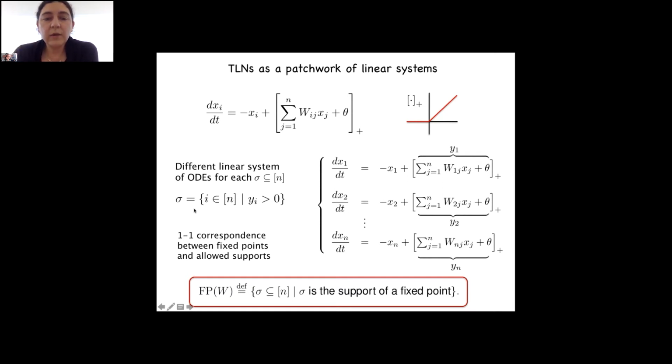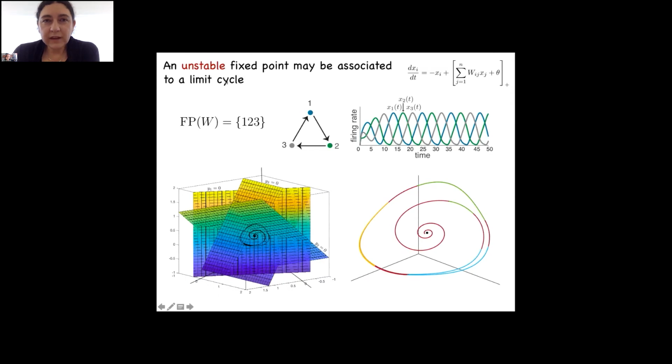And so once you have this perspective, you see that you can label the fixed points by the supports. And so the whole game of figuring out the fixed points of a network is figuring out who are the allowed supports. So here's an example of a fixed point and the limit cycle associated to it.